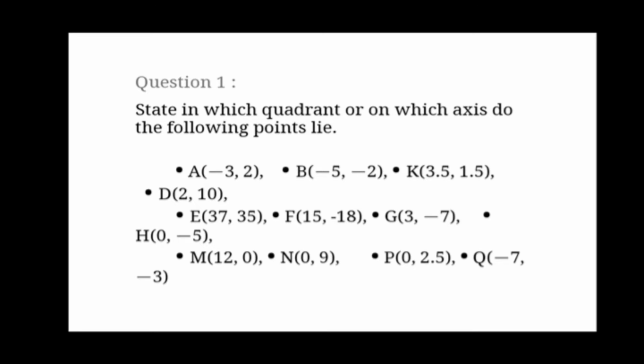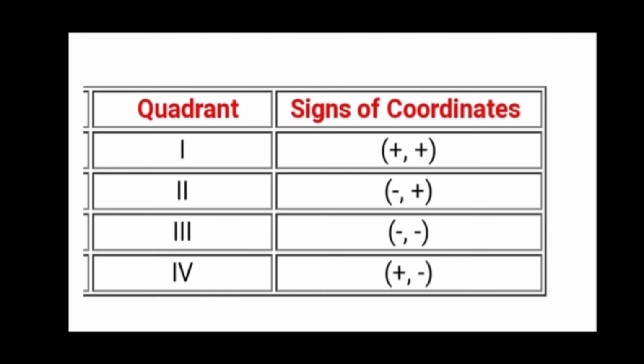Okay, so take the first point. We have seen that just from their signs you can tell the position of the points, right? For that I will repeat once again. Suppose any point is lying in the first quadrant, then both its coordinates are always positive. This we saw last time, right?